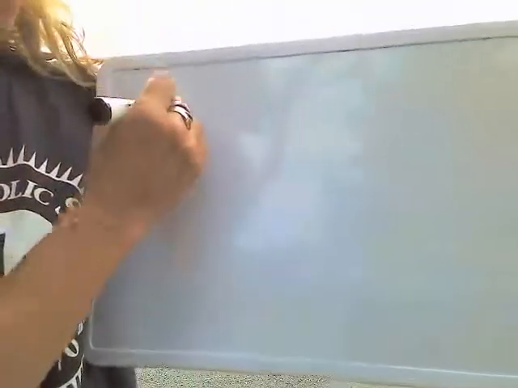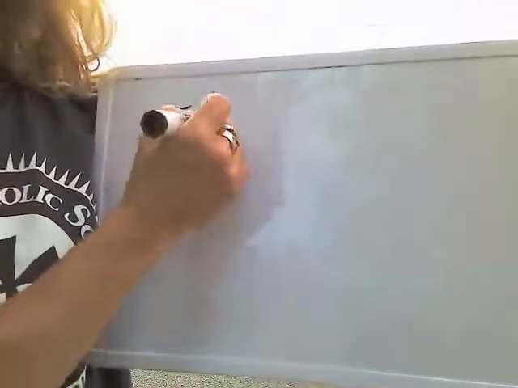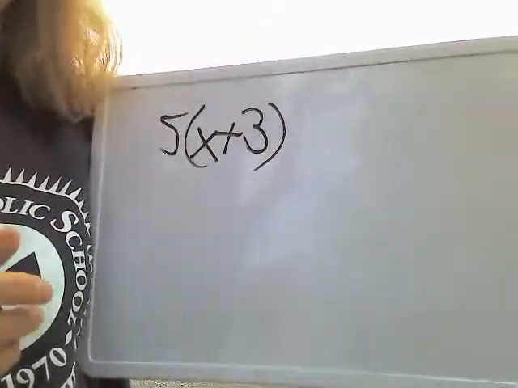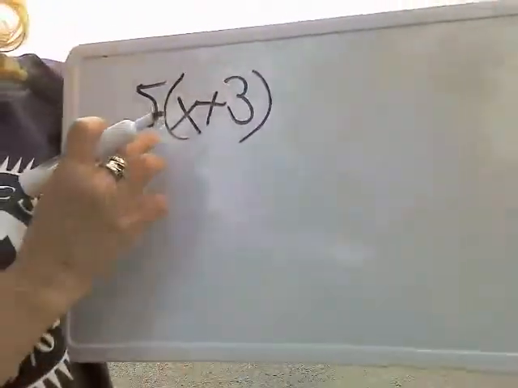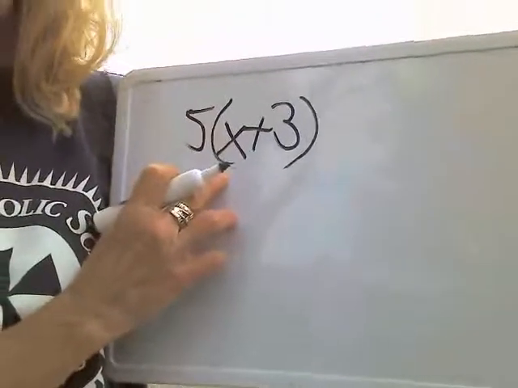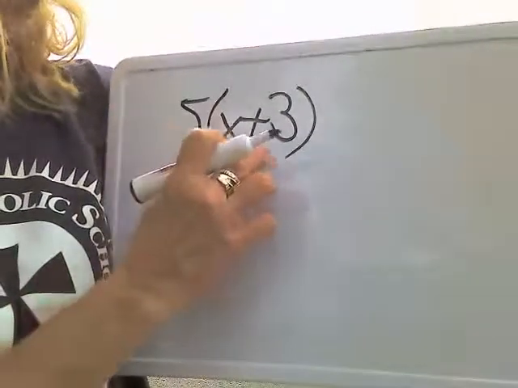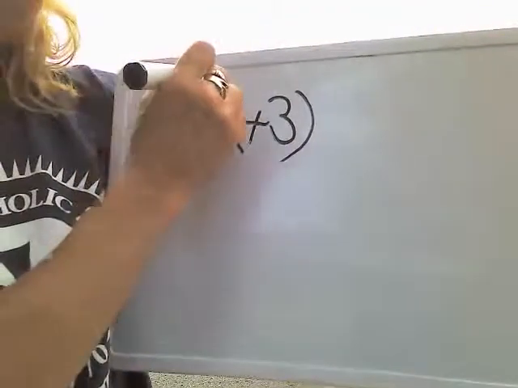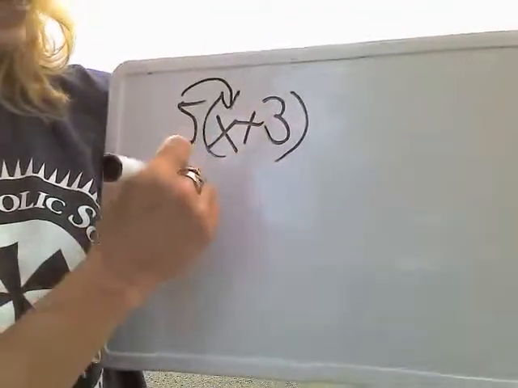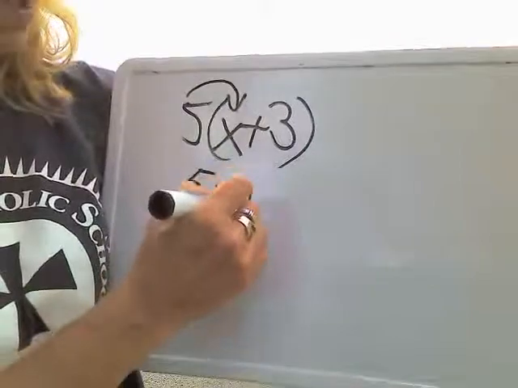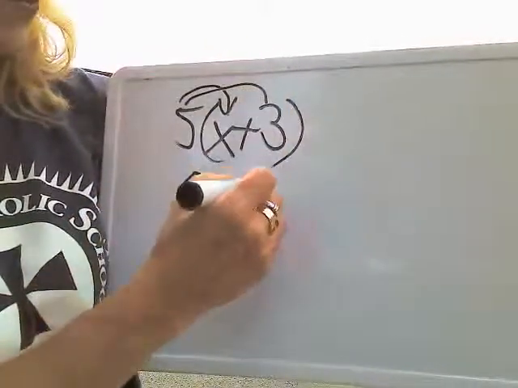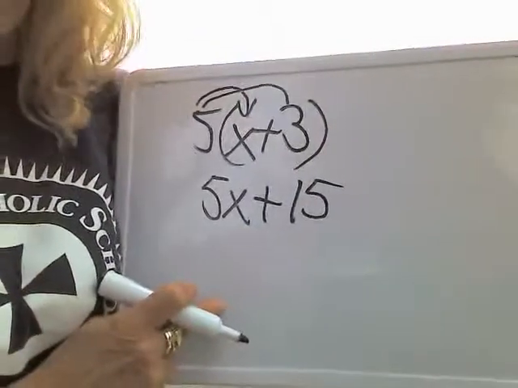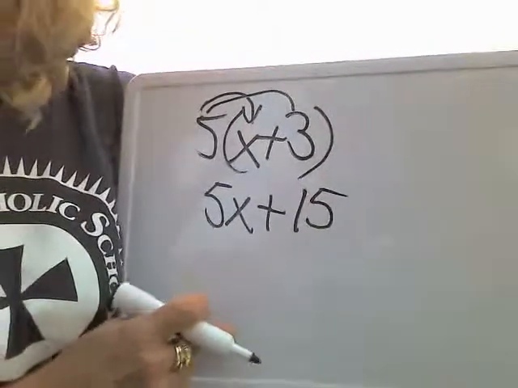If I had 5(x + 3), this is a very simple distributive rule. You know that a number next to parentheses means multiply, but you've got to multiply straight through the parentheses. So if I were to do that, I have to do 5 times x equals 5x plus 5 times 3, 15. That would be your answer. I know it looks funky, but that would be your answer.